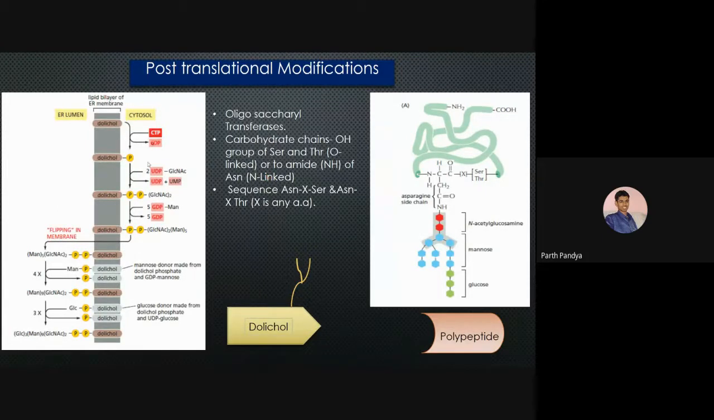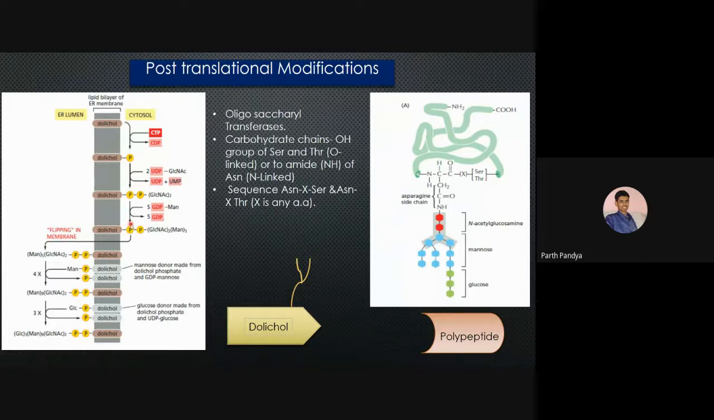So dolichol uses energy with the help of CTP and UDP. This dolichol behaves as if it has oligosaccharide transferase activity, and it transfers the OH group from serine and threonine to the amide group of asparagine, which is the N-linked part. The identified sequence is asparagine-X-serine and asparagine-X-threonine, where X stands for any amino acid.